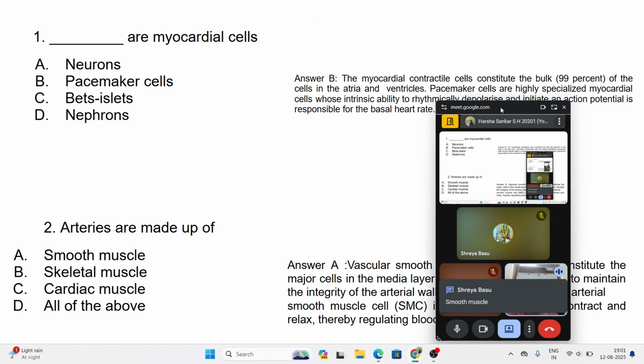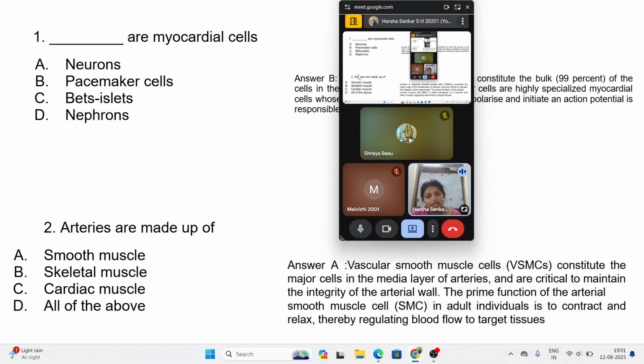Especially in the blood vessel, it is known as VSMC, vascular smooth muscle cells, which constitute the major layer of cells in the arteries and are critical to maintain the integrity of the arterial wall. What is the prime function? The prime function of these cells in the adult individual is to contract and relax, thereby regulating blood flow to target tissues.